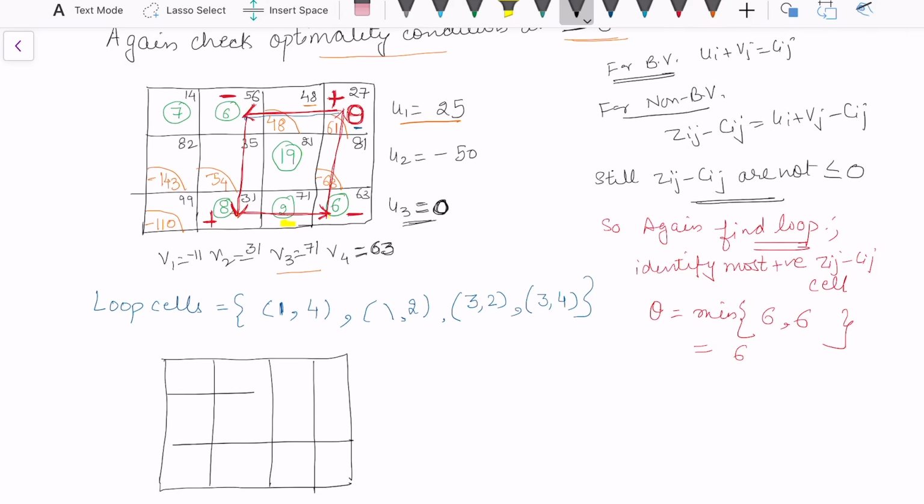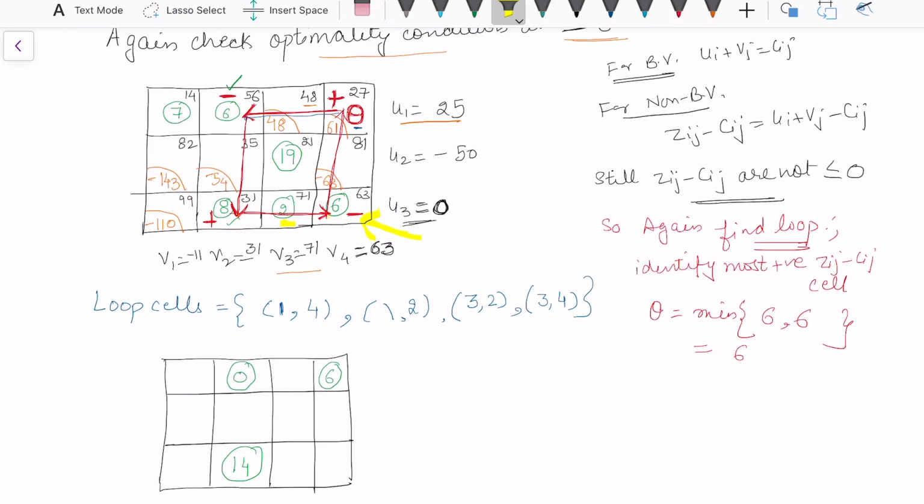So in this case, the loop will start from here. I have to allocate 6 here. Now, when you subtract 6 from this cell, this leaves a 0 here. And when I add in this 8, this will leave a 14. And this 6 also leaves a 0.